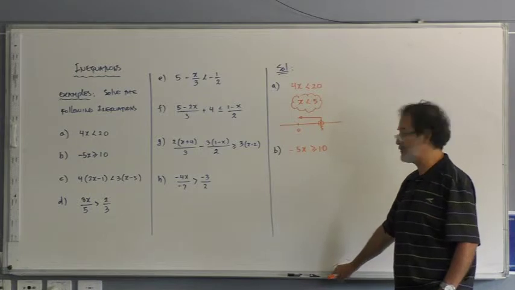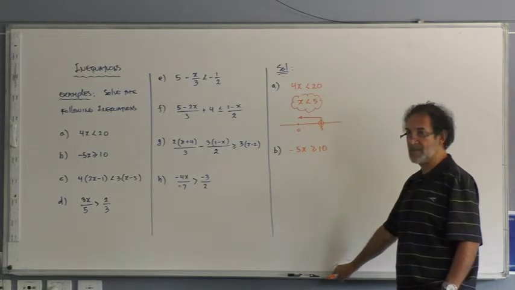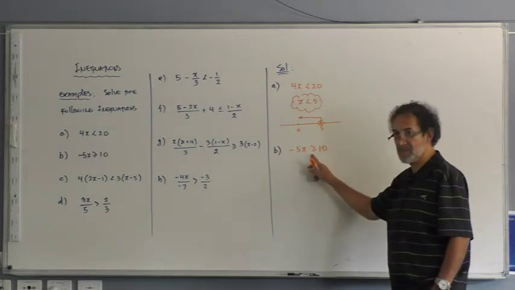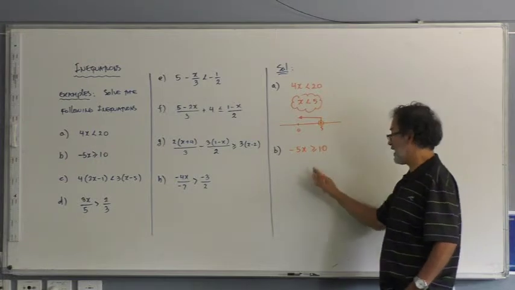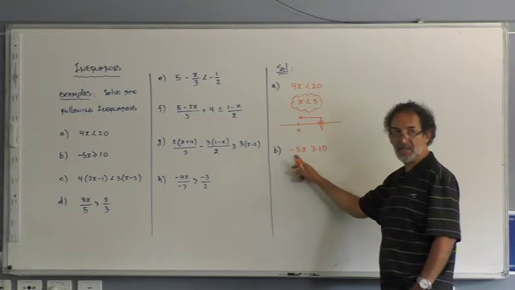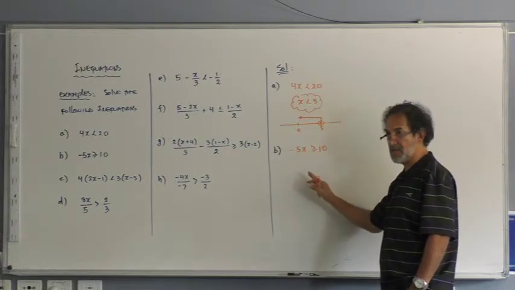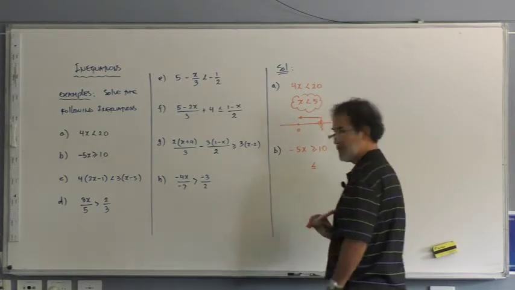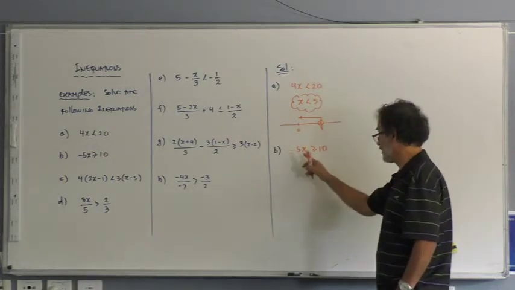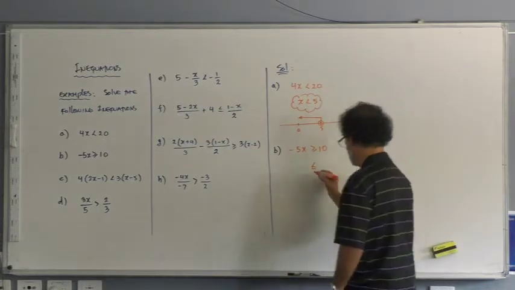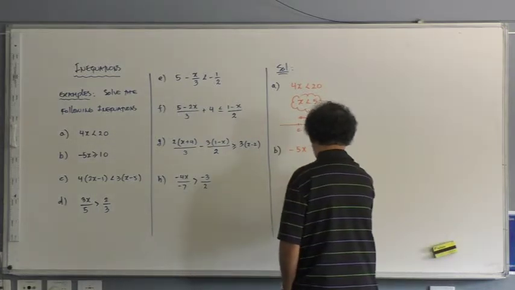You divide by -5 and flip the sign over. Do you switch that? Don't you flip it? So in here we are going to divide by a negative number. From the moment that you divide, we're going to switch this around. What's the answer for 10 divided by -5? -2. So we're going to have x is less than or equal to -2.